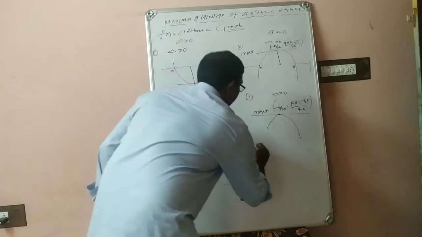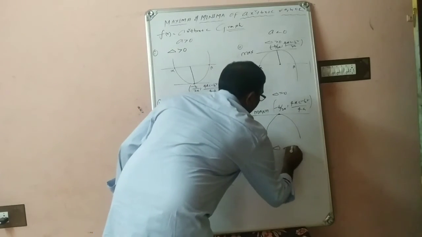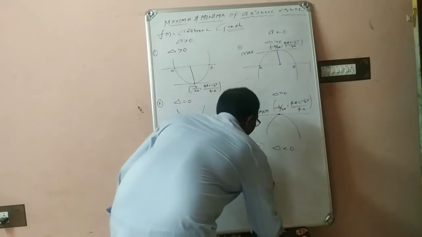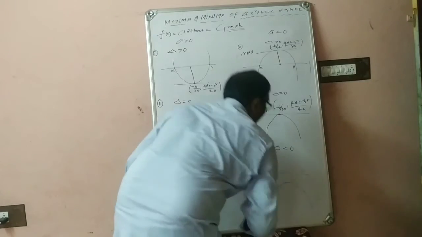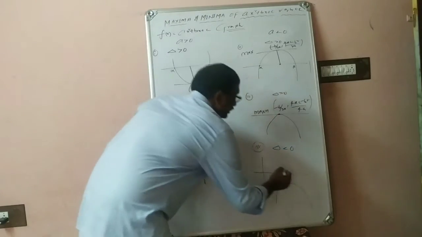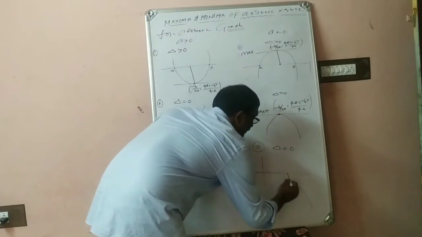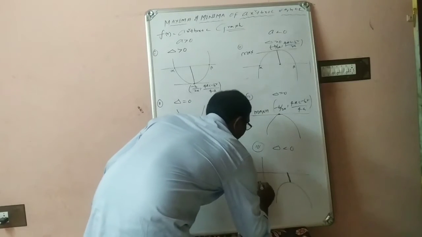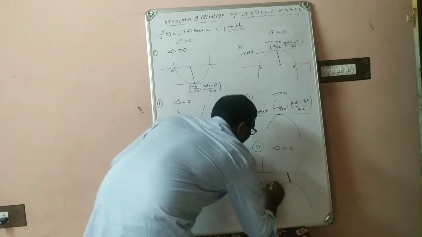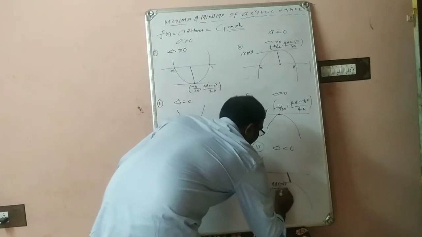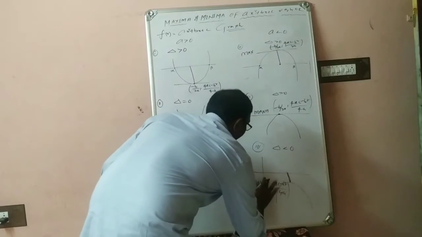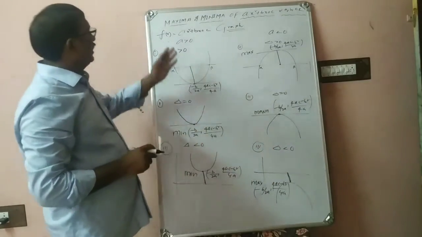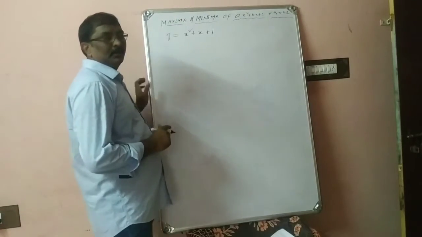And coming to this case, here also delta is less than 0, and a is negative. So it is a downward parabola. This downward parabola will not intersect the x-axis because there are no real roots. There you will get a maximum value. At what point do you get the maximum value? At minus b by 2a, comma, (4ac minus b square) by 4a. These are the three different cases about the quadratic equation graphically.